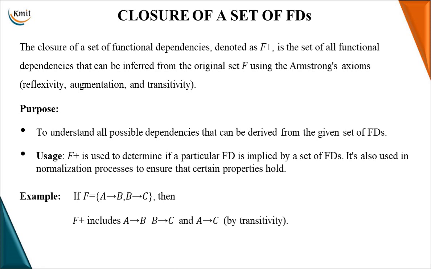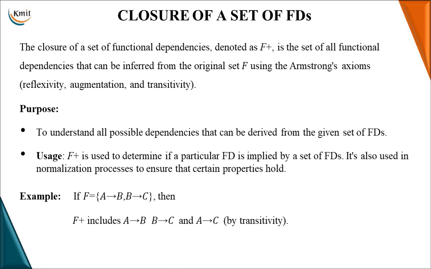So F plus is going to be a superset which can contain all these things. Basically the purpose of finding the closure is to understand all the possible dependencies that can be derived from the given set of functional dependencies. So where is it useful? To check whether a particular FD is implied or not using the set of FDs. It is also used in the normalization process to ensure that certain properties hold.